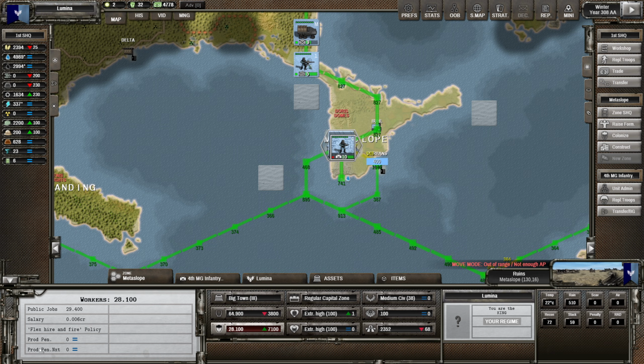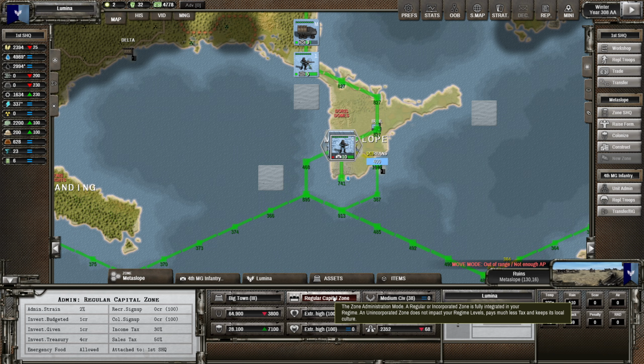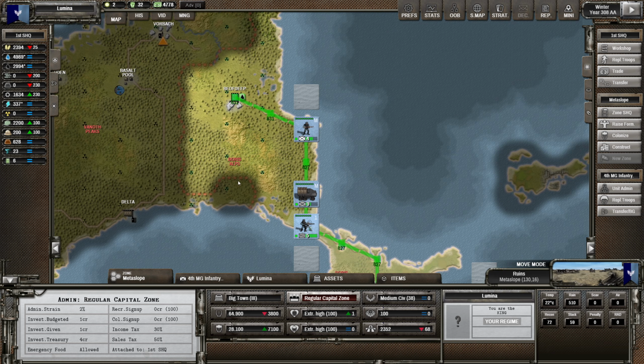So that's your worker. Then we've got production penalties, and this is penalties that are coming into your production. Just ignore that for now, but that's where it is. Okay, the admin. This is the administration tab, basically the zone administration mode. This is all complex stuff, but I'm going to show you where it is.